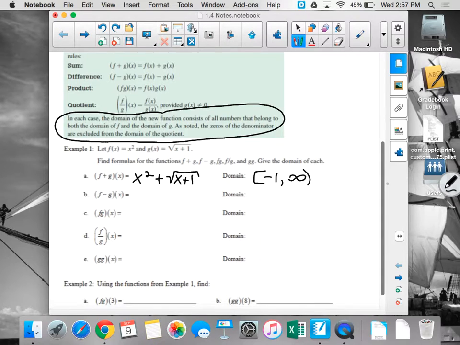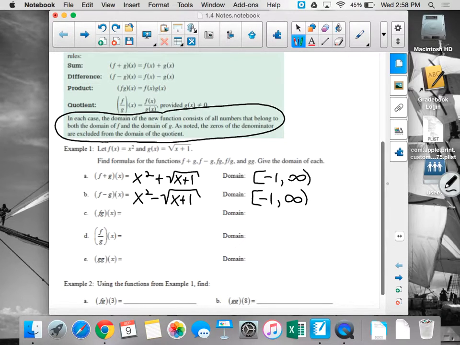Now if we continue this, we subtract the two functions. Again, take your f of x function, which is x squared, minus your g of x function, which is the square root of x plus 1. And nothing to simplify, so in that respect it's not very interesting. Now let's look at the domain. Again, notice it's the same domain because you cannot have a negative under that radical, and the only thing that would cause that is a value smaller than -1. So we're going to do that again.